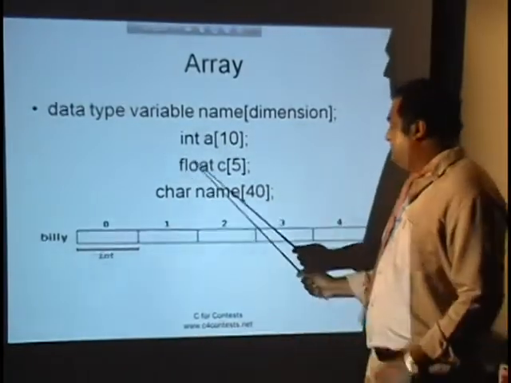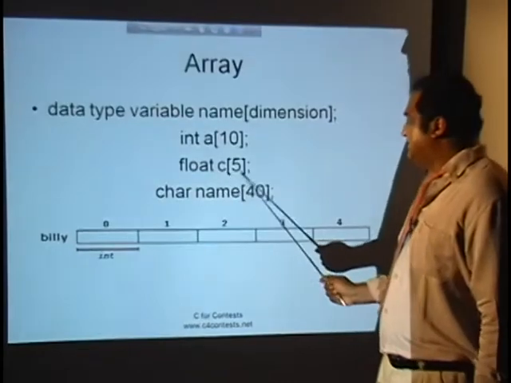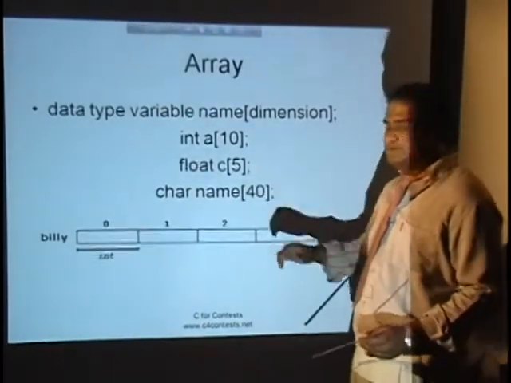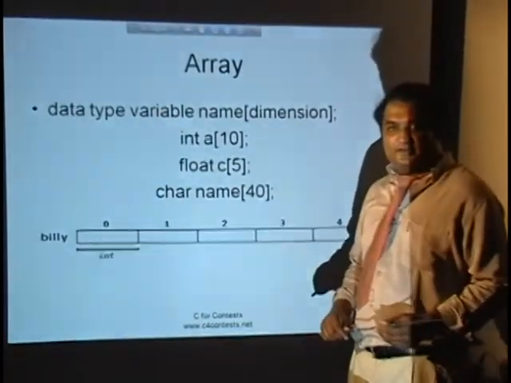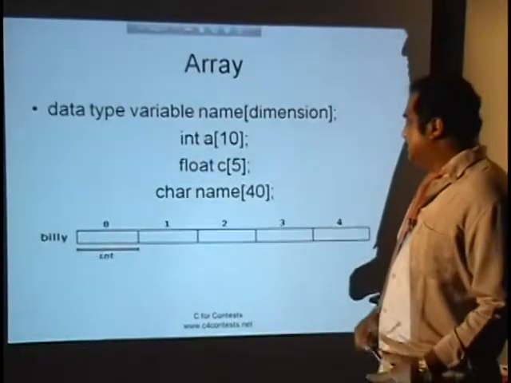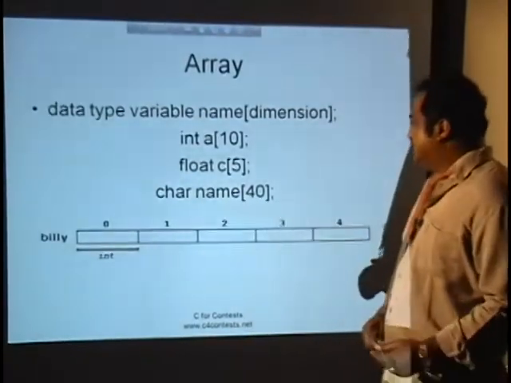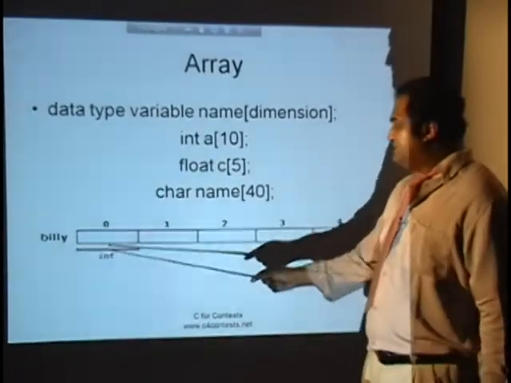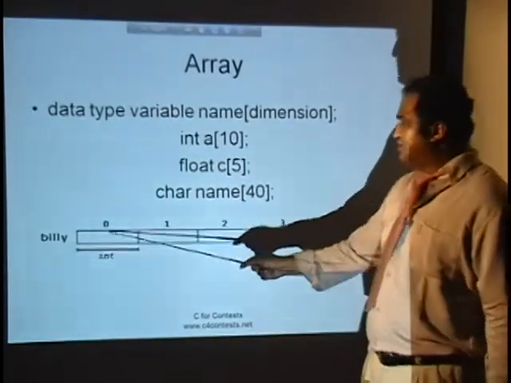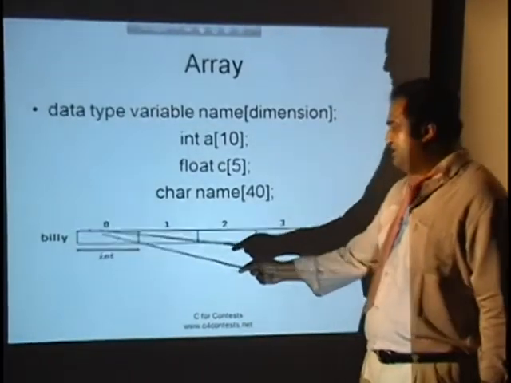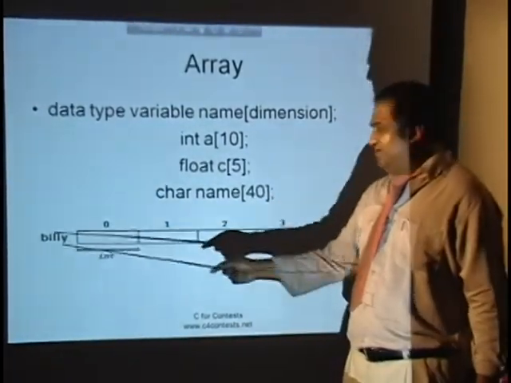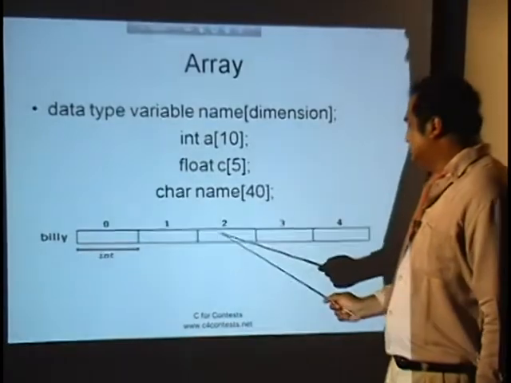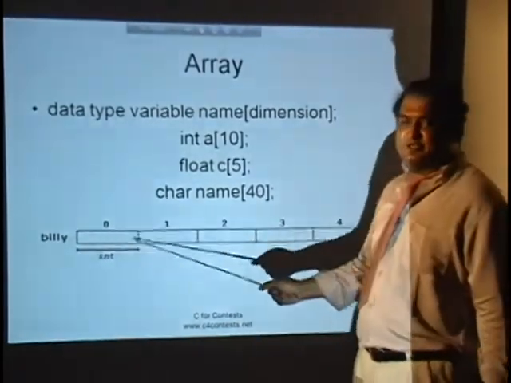The same thing with a float array c[5]: it has the capability of storing 5 elements in floating range. This is a character array name[40], which means it has the capability of storing 40 names in an array. And you can see over here, this is the sequential storage. The name of the array is billy. billy[0] is the first element, then billy[1], billy[2], billy[3], billy[4]. All these are sequential storage.